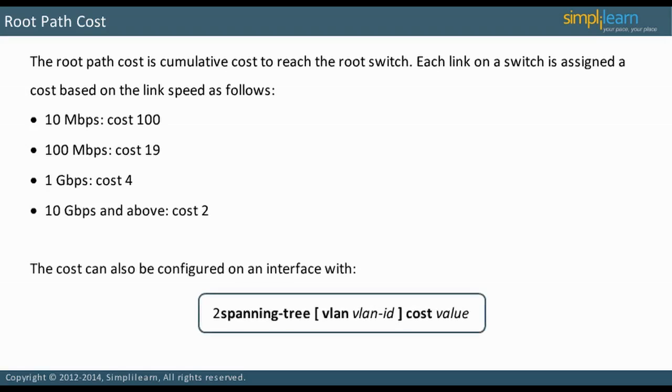The cost can be manually configured on an interface with the command shown on the slide. The cost on each interface traversed to reach the root switch is added to yield the cumulative cost. This is the root path cost. Each port on a switch can fulfill a different port role. The port roles in common spanning tree are discussed in the next slide.